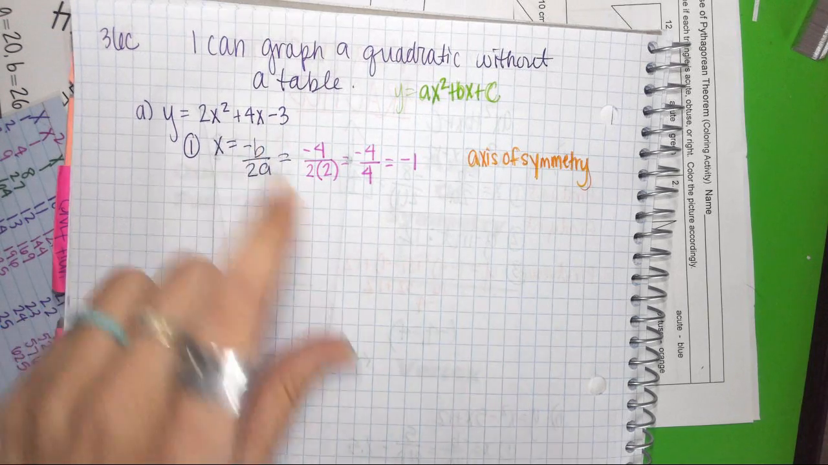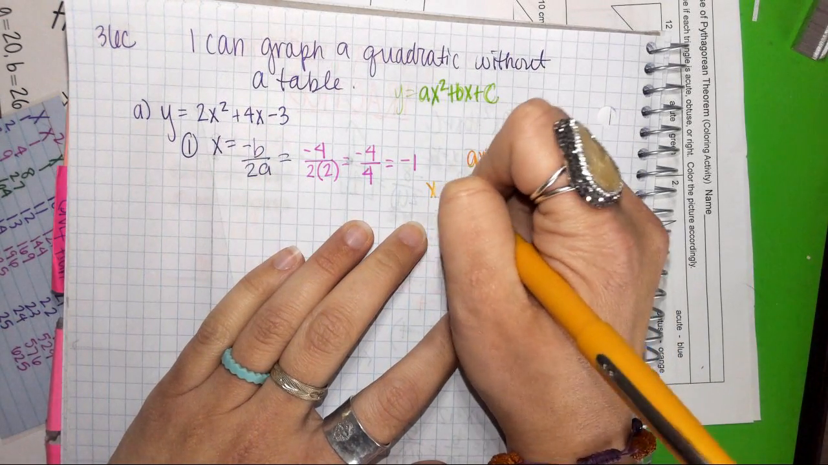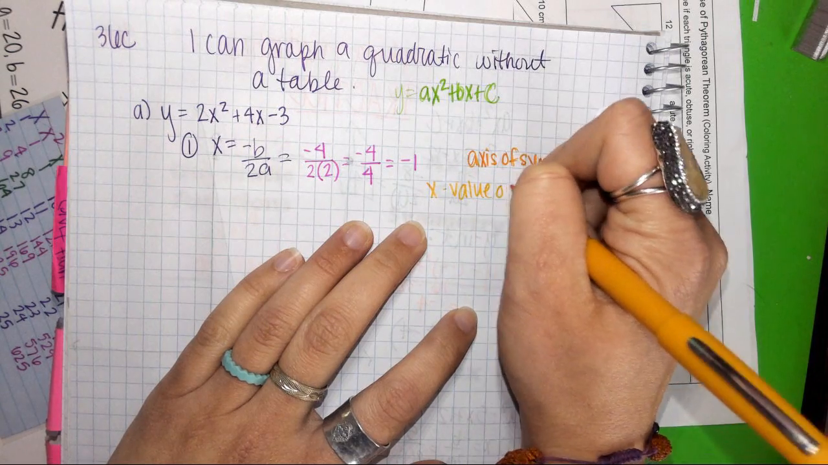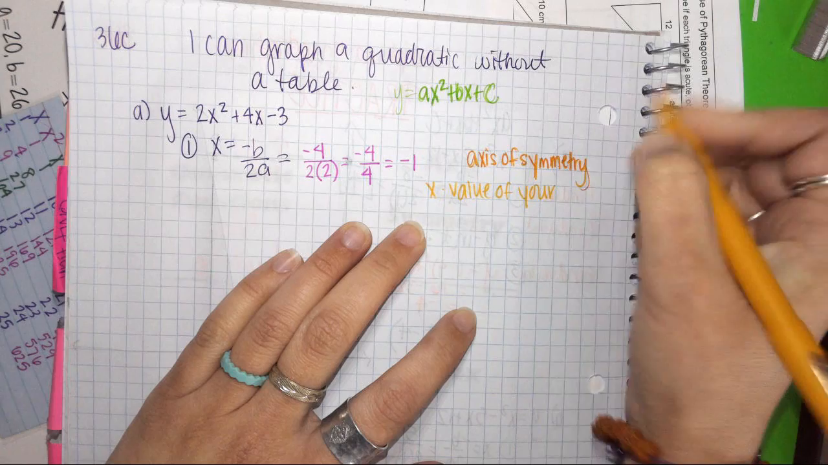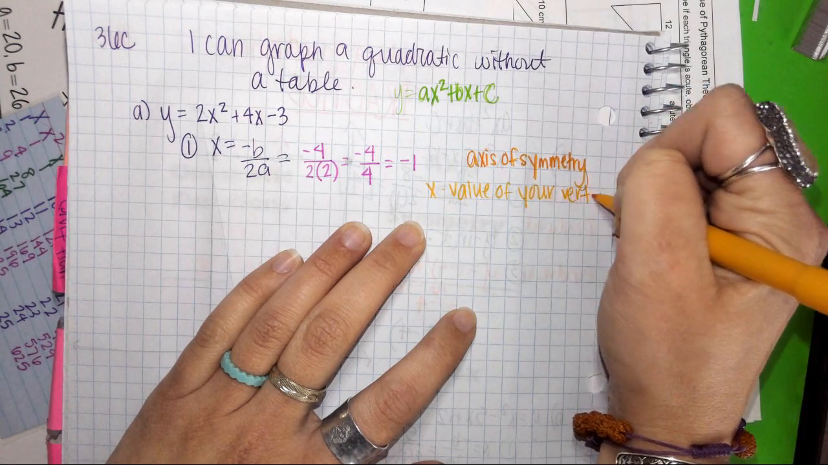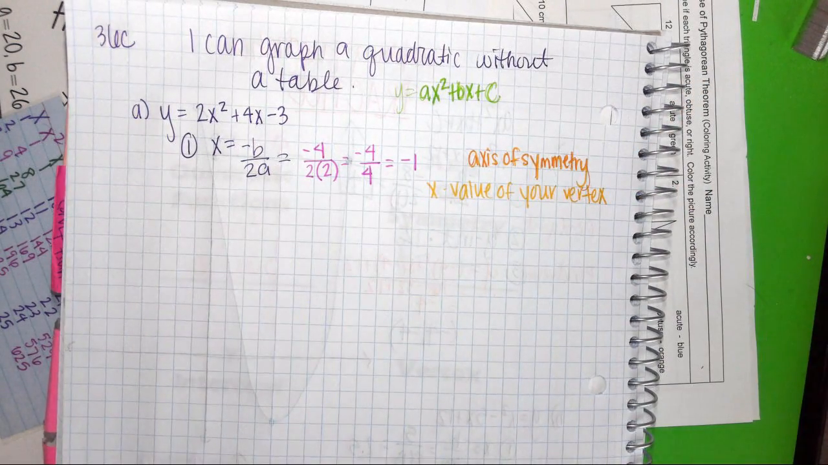Okay. Alright, so this is the x value of your, write this down, vertex. X value of your vertex.